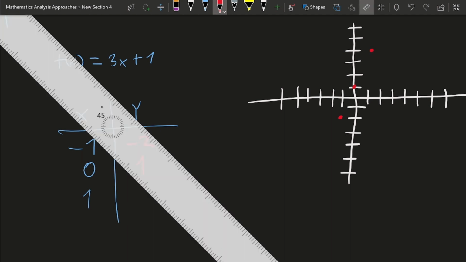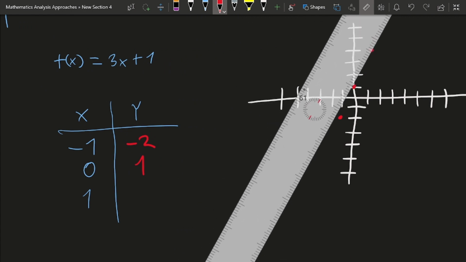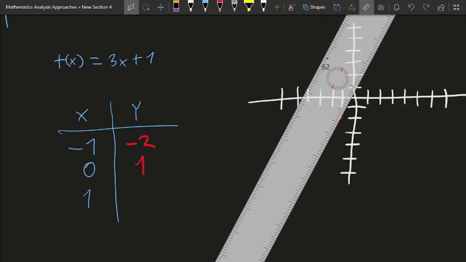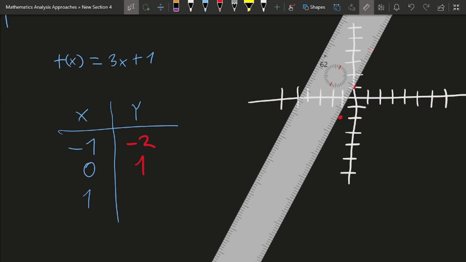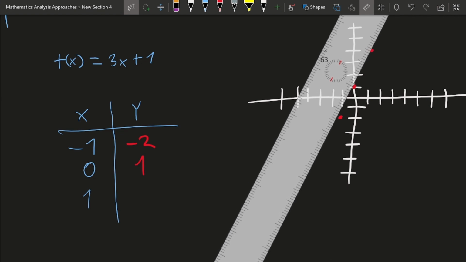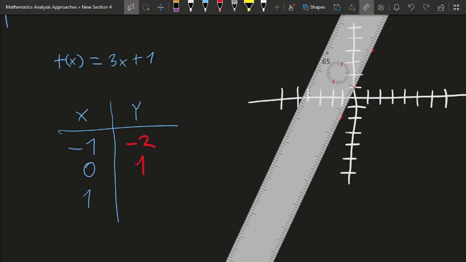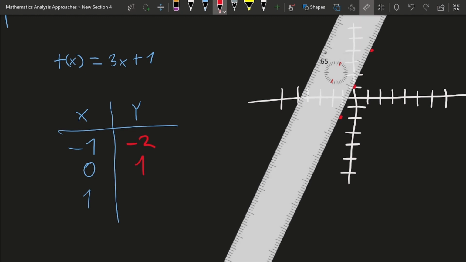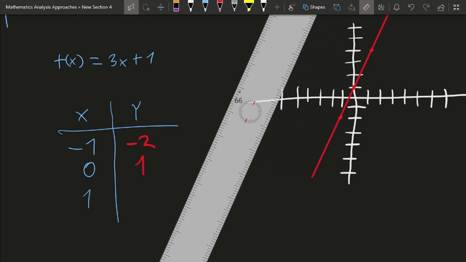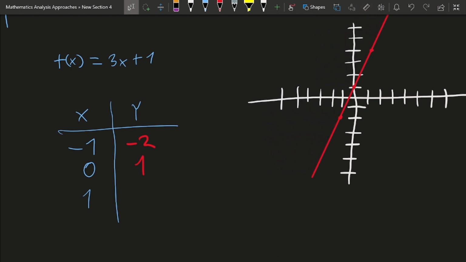And then we can pretty much see how this function is going to look. So the only thing left to do is to just draw a straight line. That's your function. It's as easy as that.